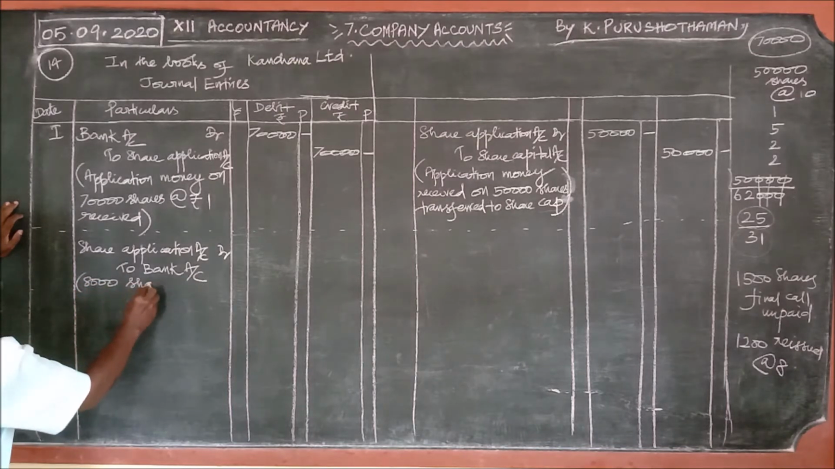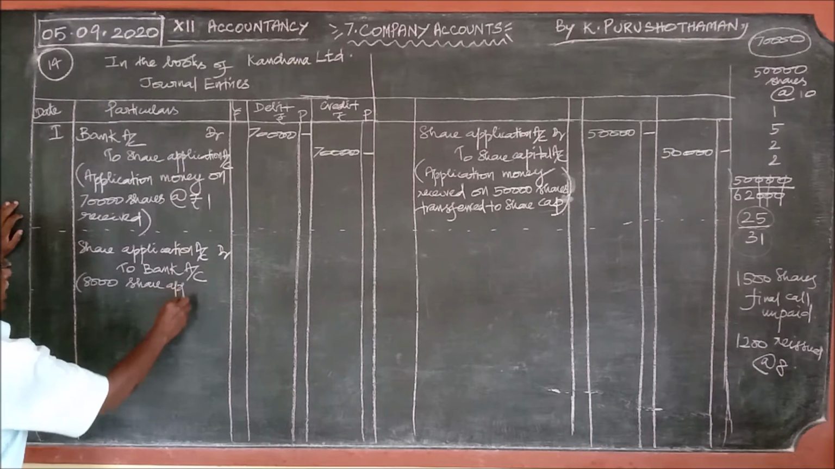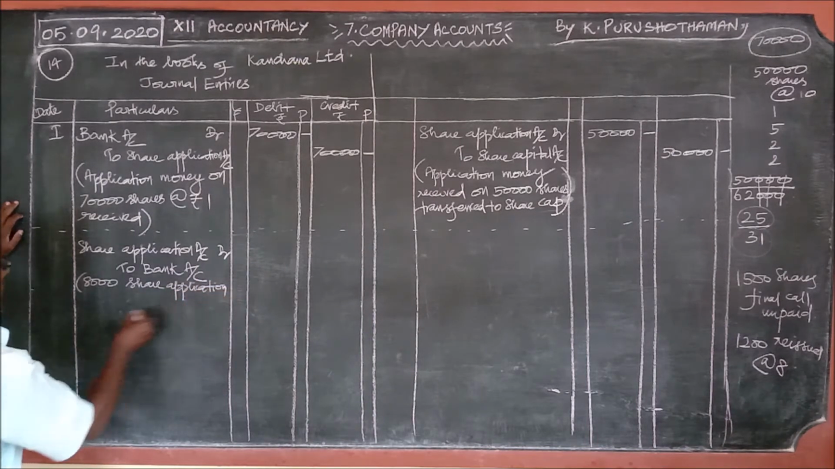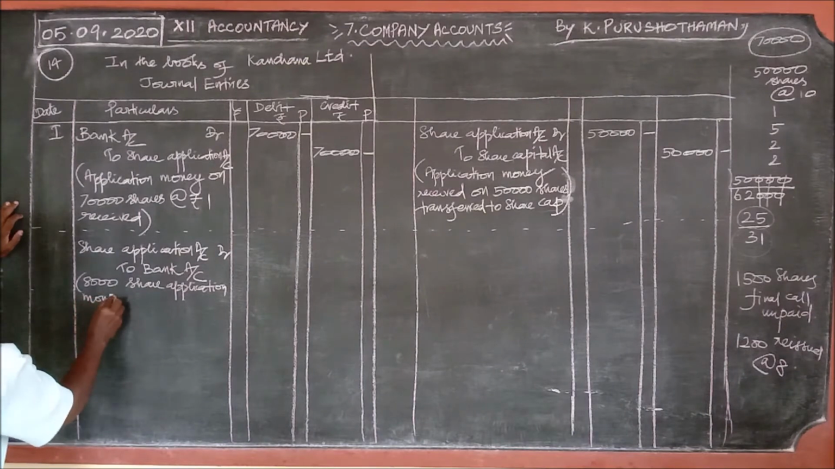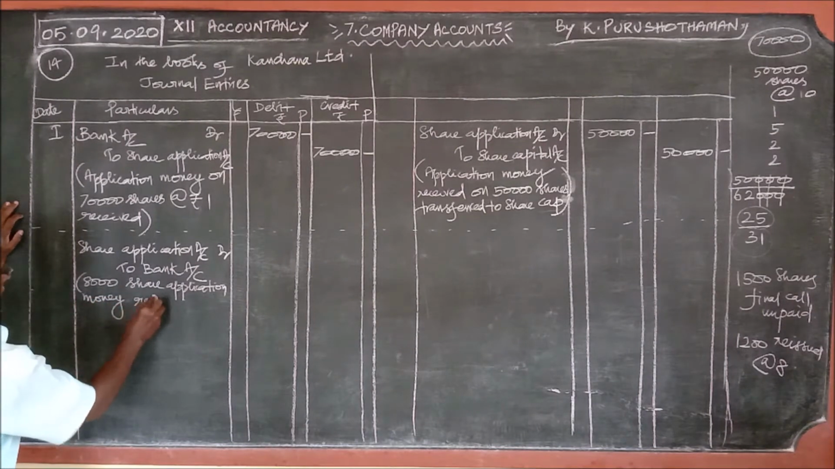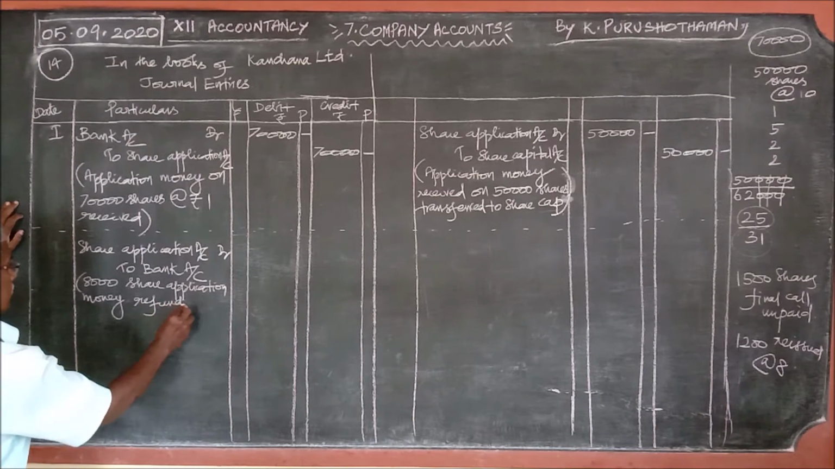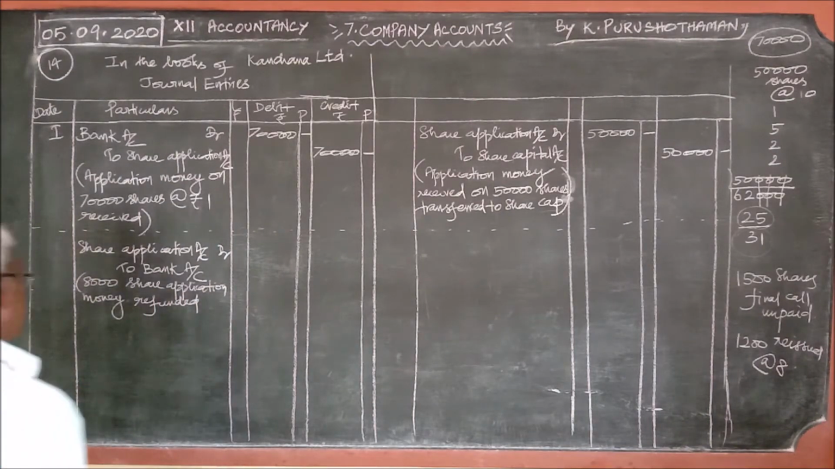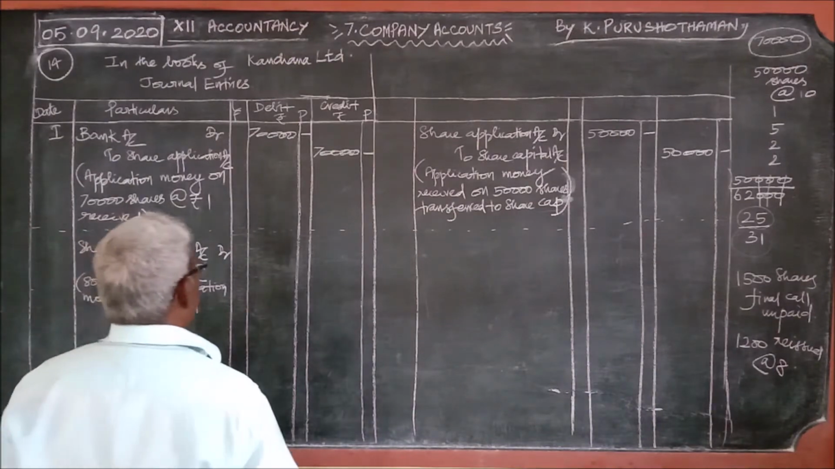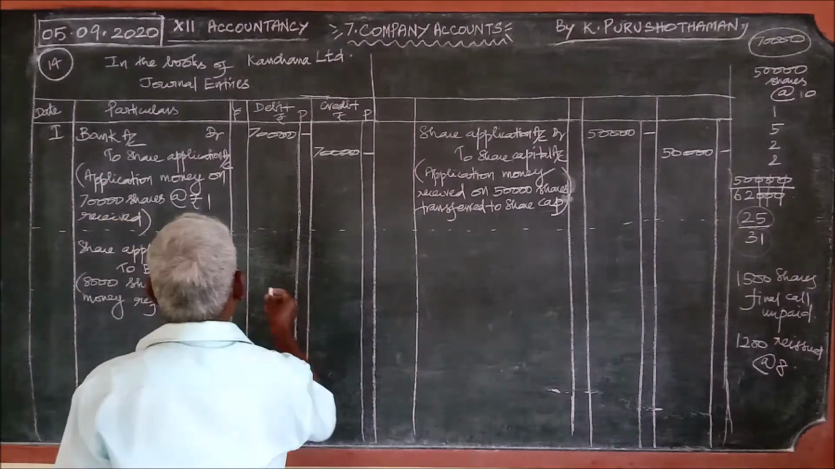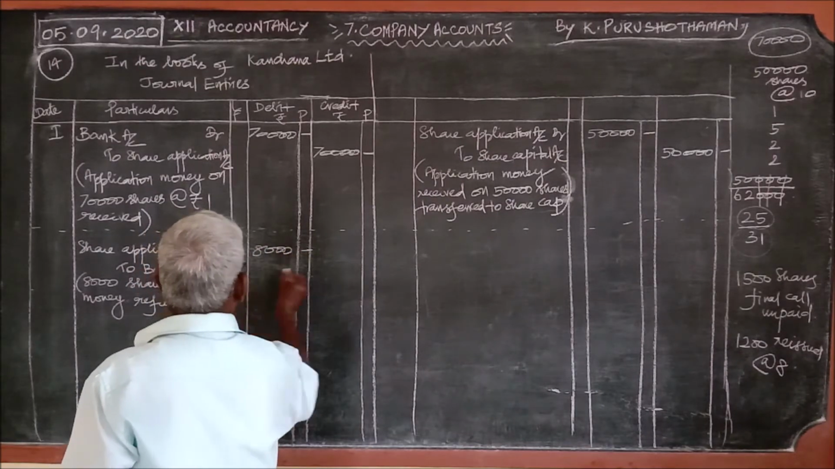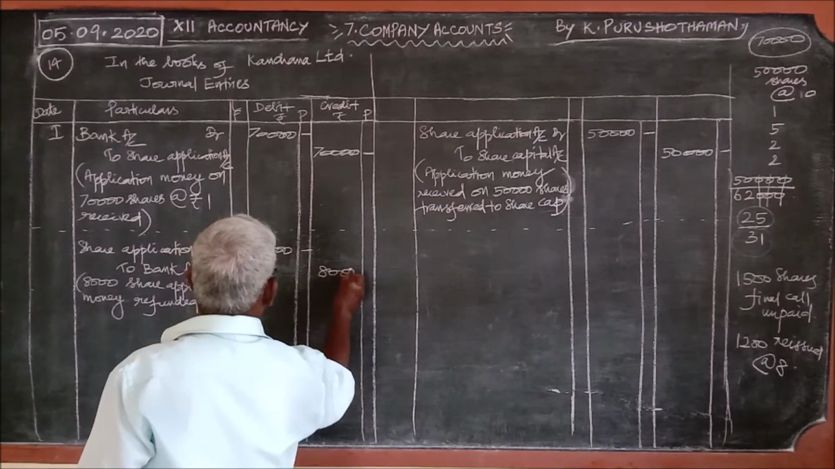Narration: 8,000 share application money refunded. So what it should be, 8,000 into 1, because application money value is 1, this is 8,000.